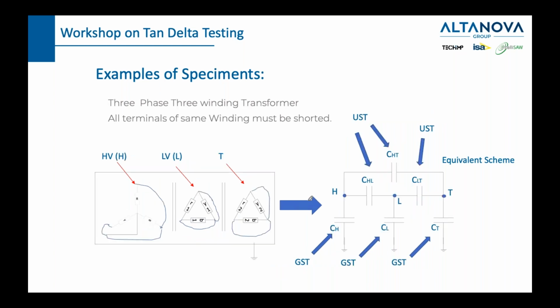The next one is a transformer with three voltage levels: primary, secondary, and tertiary. Again, these will be measured with UST, and these will be measured with GST. Why? Because these do not touch the ground at any point, and these do touch the ground at one point, so that's why we use a GST or a GST-G method with this.